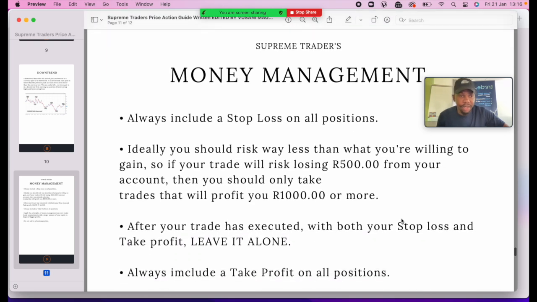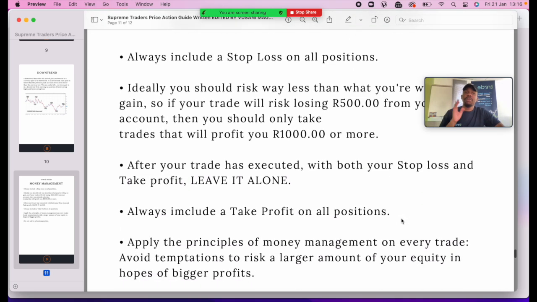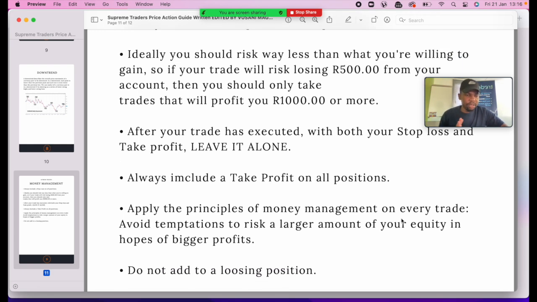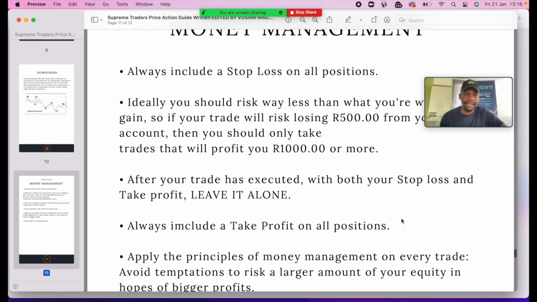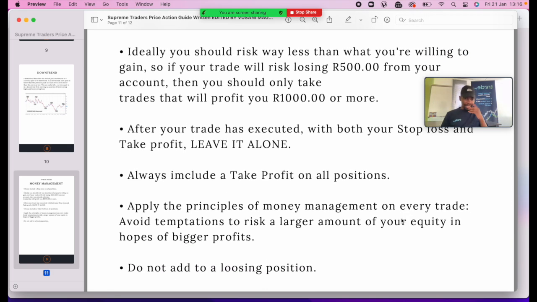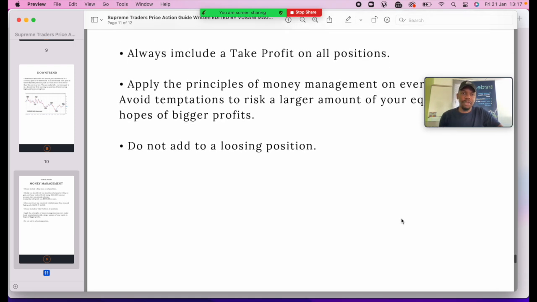And then last but not least, I'm going to teach you how to manage money. All trades need to have stop losses. And you should risk less than you're willing to gain. Let me explain what that means. Your stop loss shouldn't be the same distance as your take profit target. The stop loss should be smaller, so that you lose small and when you win, you win big. You must always include a take profit on all positions.